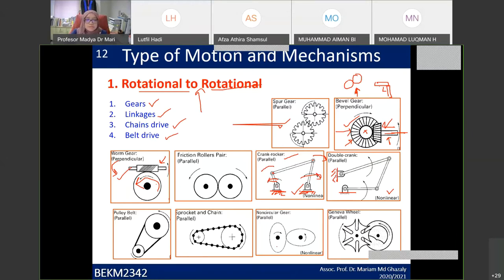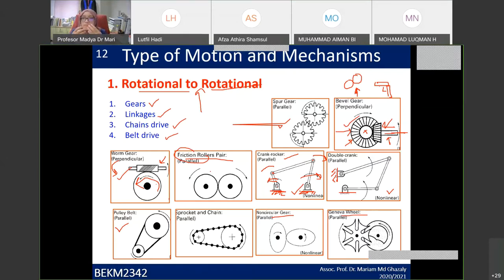And next is chain drive. So chain drive is something that you have here: chain drive, pulley belt. If you see here, friction roller, non-circular gears, or Geneva wheels. So these friction rollers, we can call them bearings or ball bearings. So you have two rollers which do not have any teeth. They are going to actually move with each other.